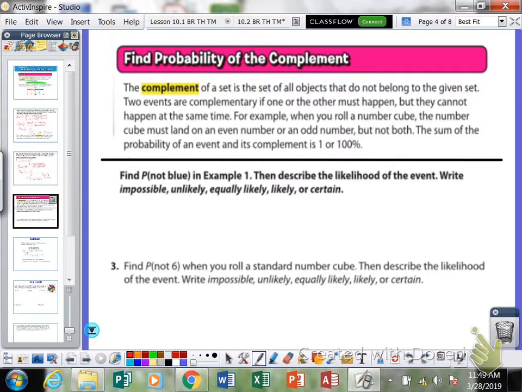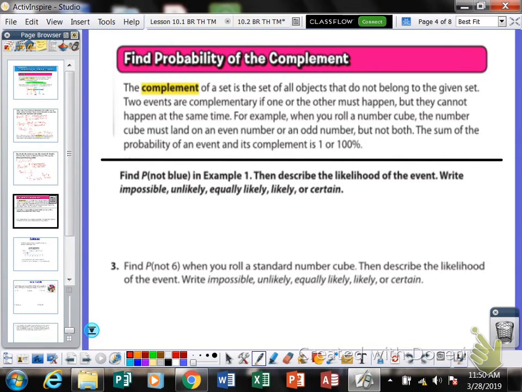Alright, so finding the probability of the complement. The complement of a set is the set of all objects that do not belong in the given set. The two events are complementary if one or the other must happen, but they cannot happen at the same time. For example, when you roll a number cube, the number cube must land on an even number or an odd number. It cannot land on both. Okay, it has to be one or the other. The sum of the probability of an event and its complement is 1 or 100%.